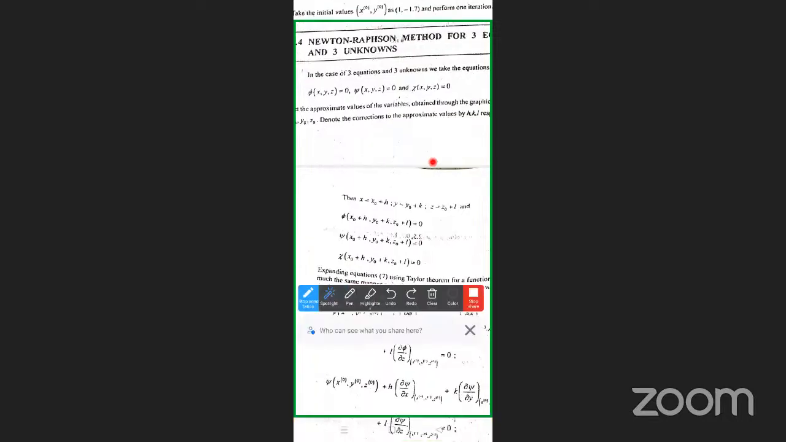So that is x is equal to x naught plus h, y is equal to y naught plus k, z is equal to z naught plus l. So that is pi of x naught plus h, y naught plus k, z naught plus l is equal to 0. Next, psi of x naught plus h, y naught plus k, z naught plus l is equal to 0. And likewise gamma.